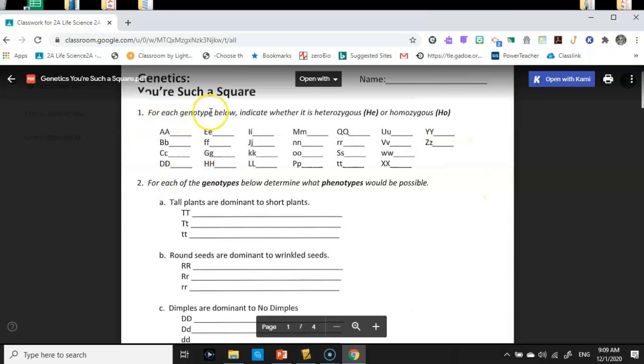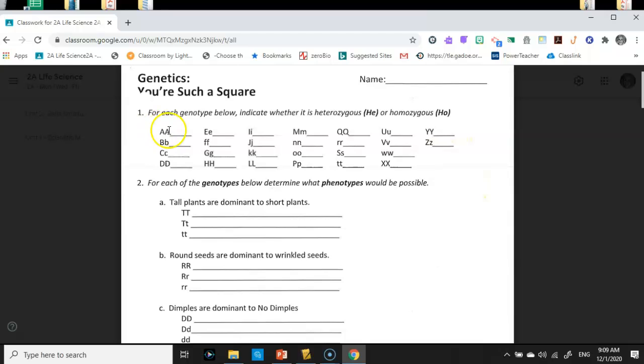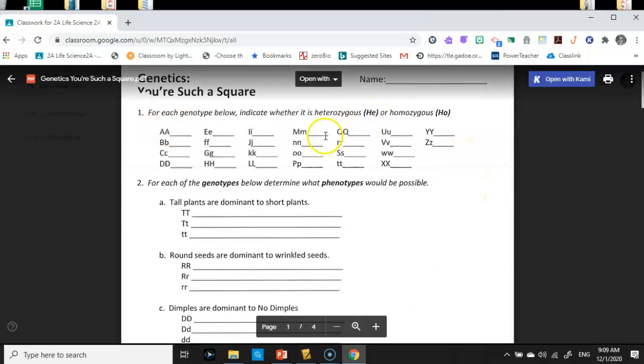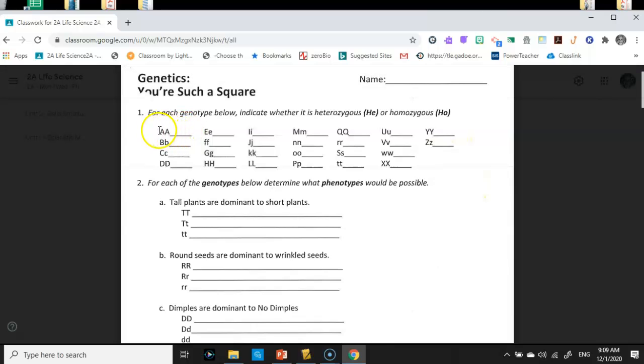For each one of these, you're going to indicate whether it's heterozygous or homozygous. So again, remember homozygous, the alleles are the same. Heterozygous, the alleles are different. And also go ahead and get it in your mind to say homozygous dominant. This one would be homozygous, but it would be recessive.